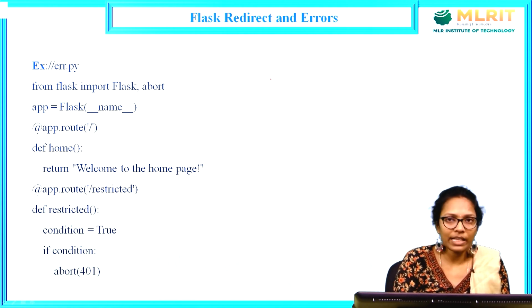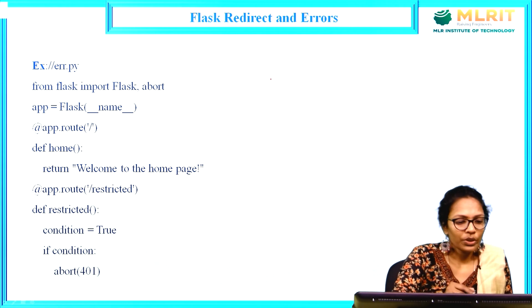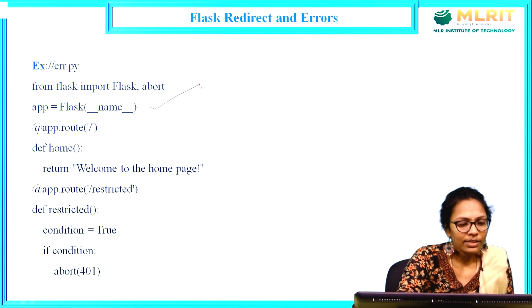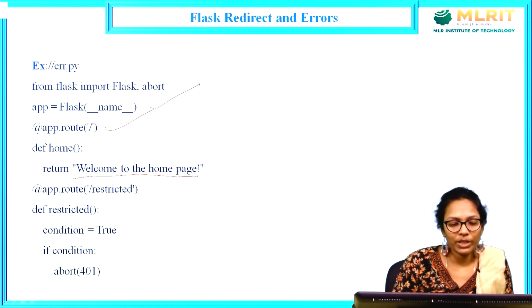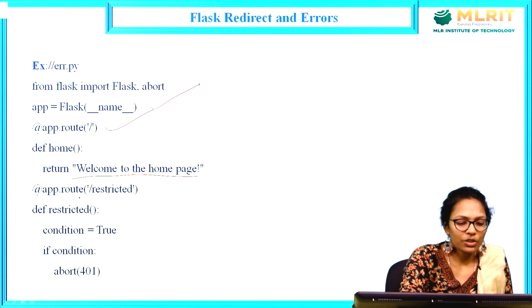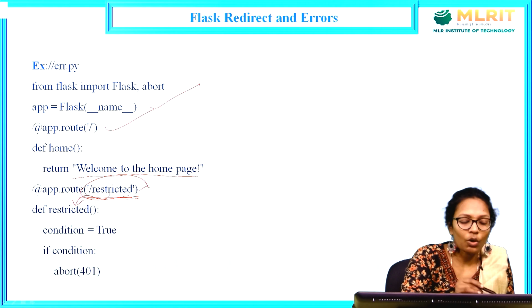So coming to the example, here we're not specifically doing any program. I'm just giving an example for the abort function. Here we are creating an object for the Flask class. Then I'm setting the route. For the default route, you simply get "welcome to the home page". And I have one more route, /restricted. It is a restricted page, so no one is allowed into this. /restricted will execute the method called restricted.